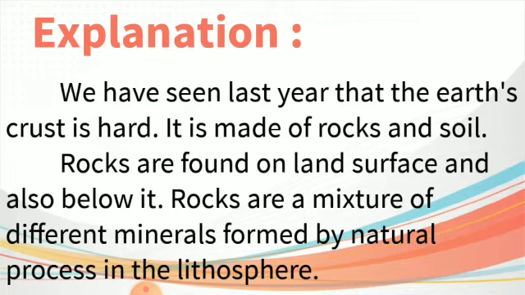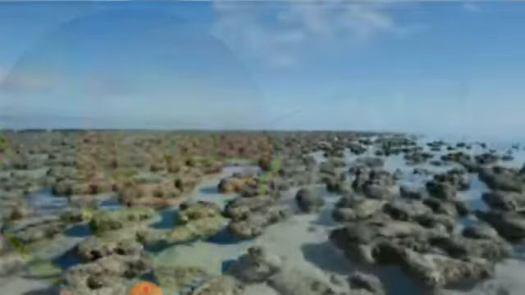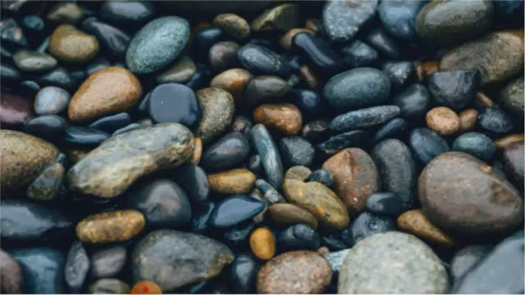We have seen last year the earth's crust is hard. Very hard covering of the earth is there. The outermost layer of the earth we can say is the crust. It is made up of soil and rocks. Rocks are found on the land. Different kinds of rocks are found on the land surface and also below it.